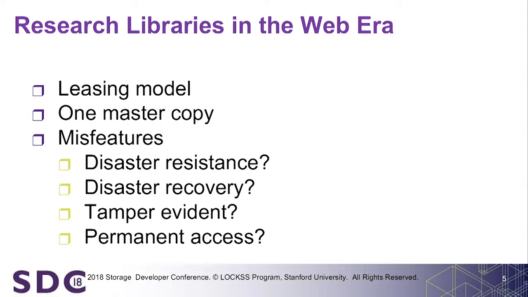Another misfeature of this is disaster recovery. So what happens if the publisher goes away forever? Maybe they burn down to the ground, or they have a catastrophic event at their data center, or they just go out of business. What do libraries, what do memory organizations have stored that they can make available to their patrons or local community? That model with a single master copy is not tamper evident either.